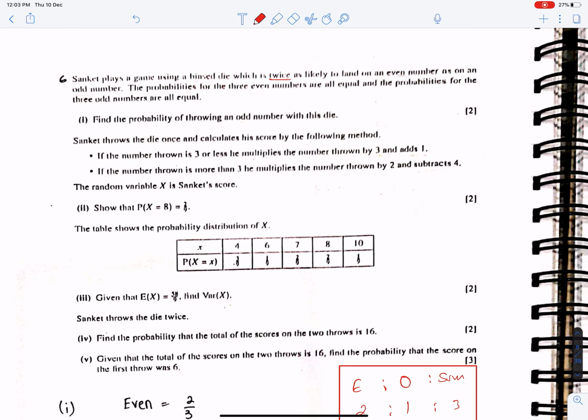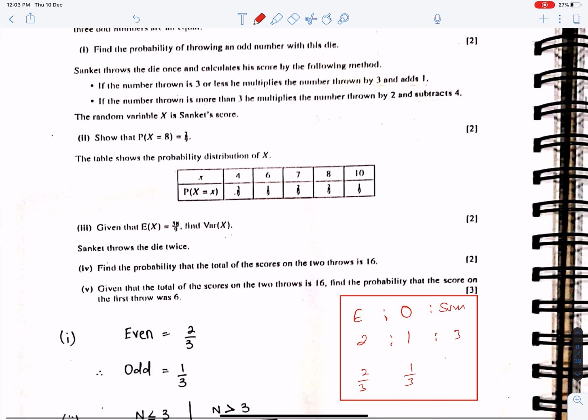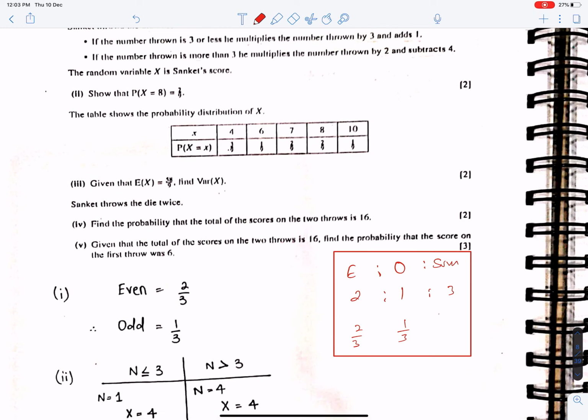The question part 1 is find the probability of throwing an odd number with this die. The answer is 1 upon 3. Here is the answer.